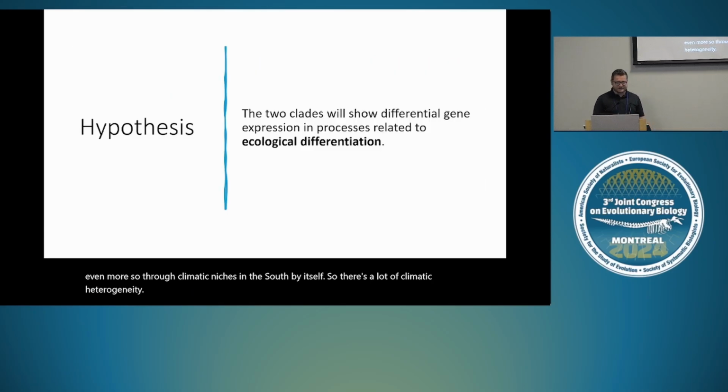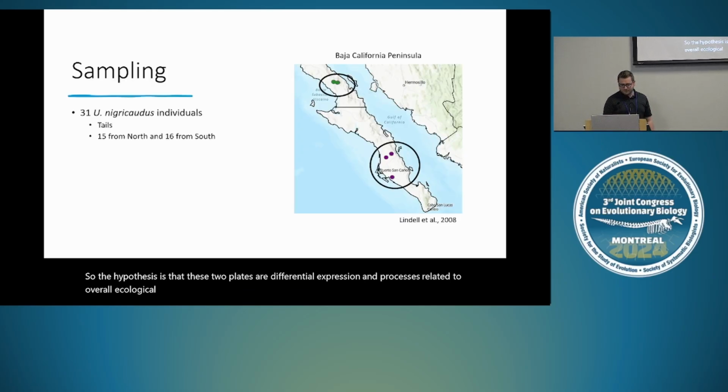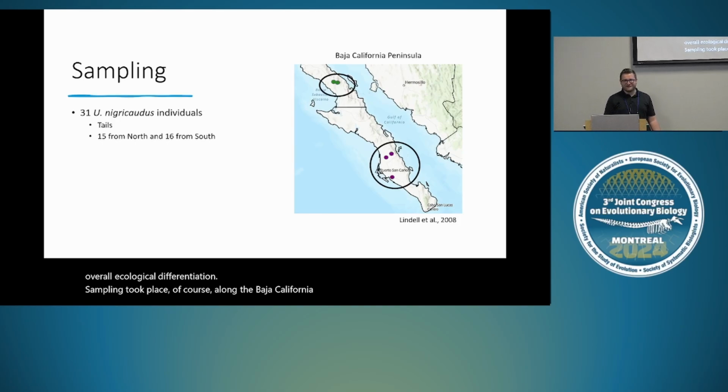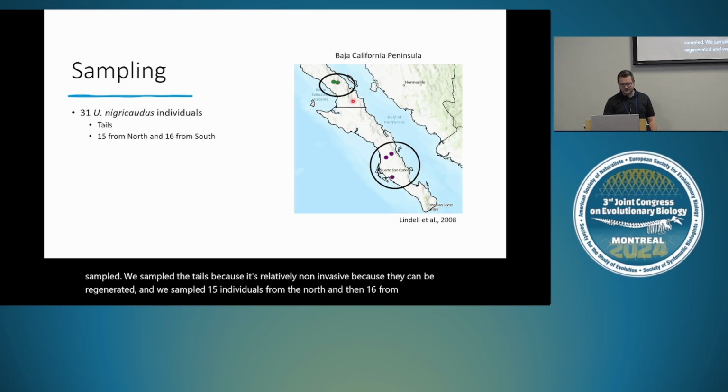So the hypothesis is that these two clades show differential expression in processes related to overall ecological differentiation. Sampling took place, of course, along the Baja California Peninsula. 31 individuals were sampled. We sampled the tails because it's relatively non-invasive, since they can be regenerated. We sampled 15 individuals from the north and 16 from the south, across 2 populations in the north and 3 populations in the south.